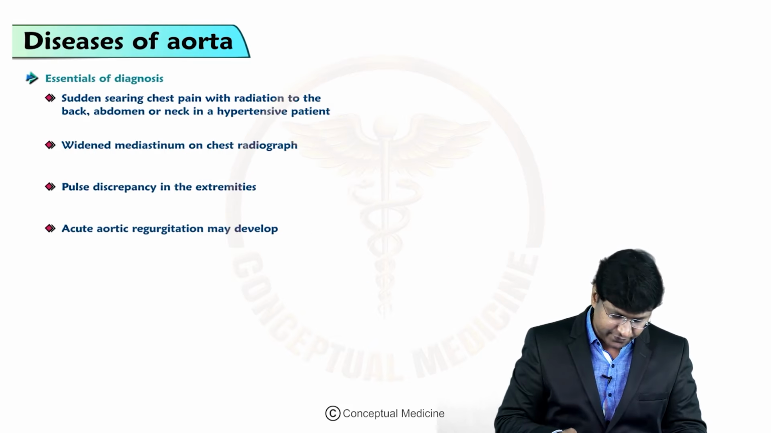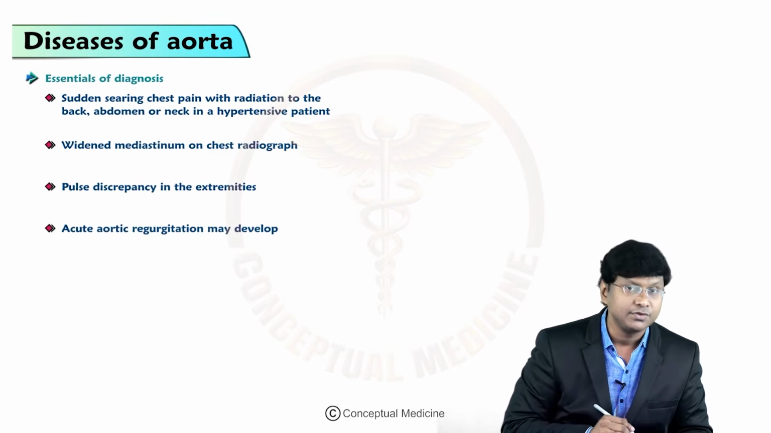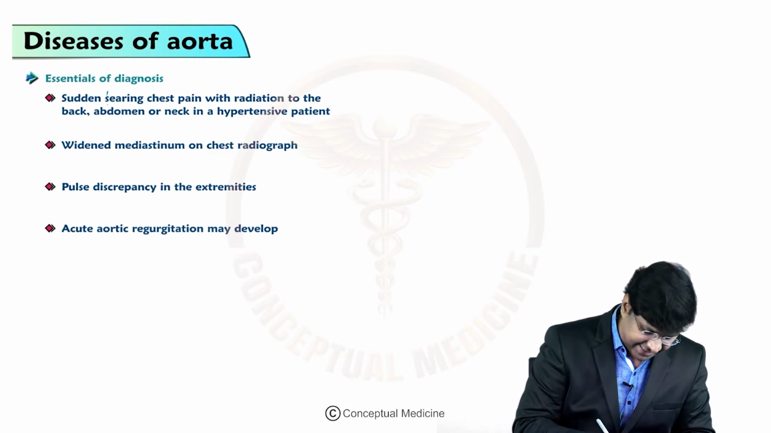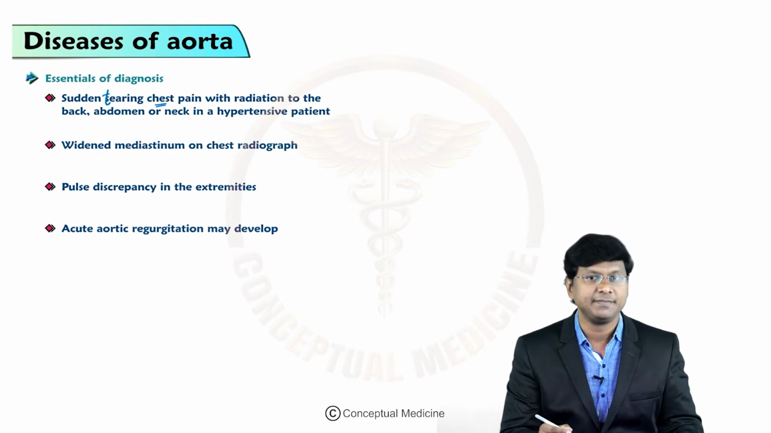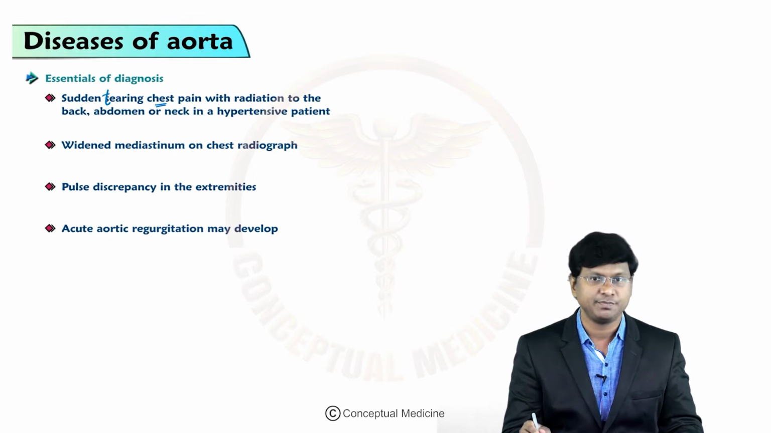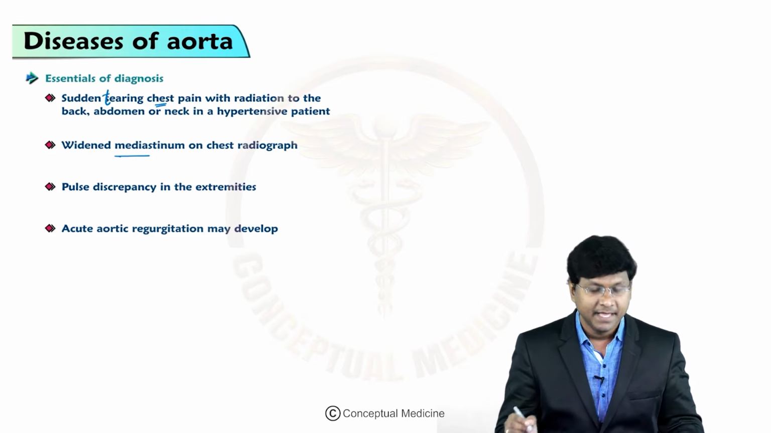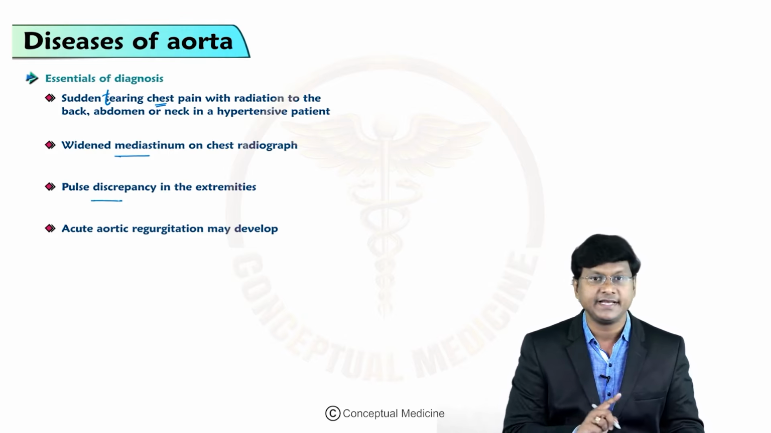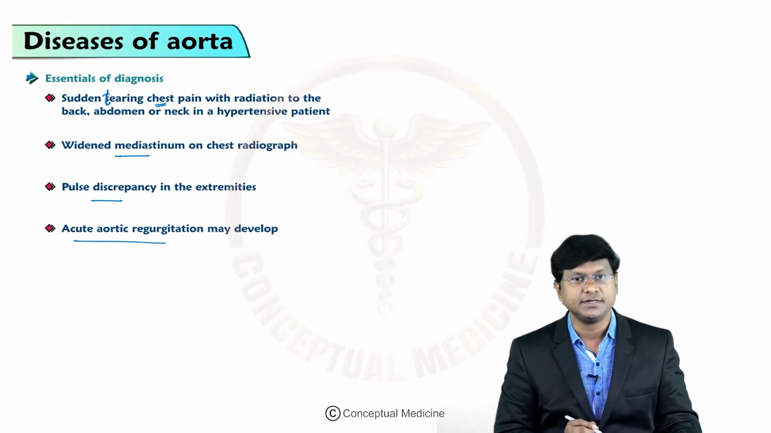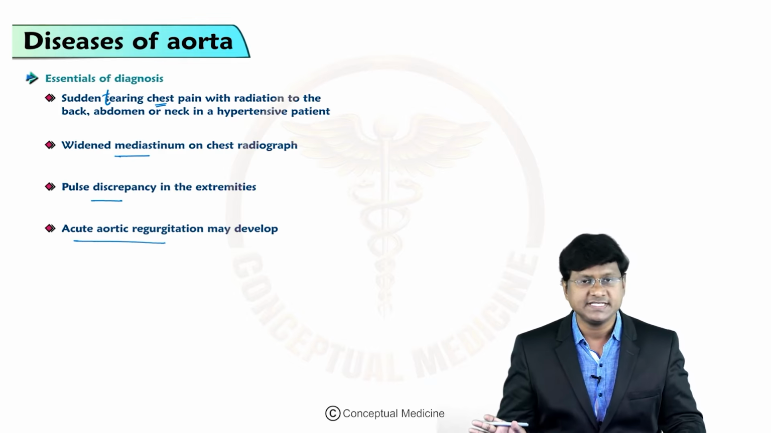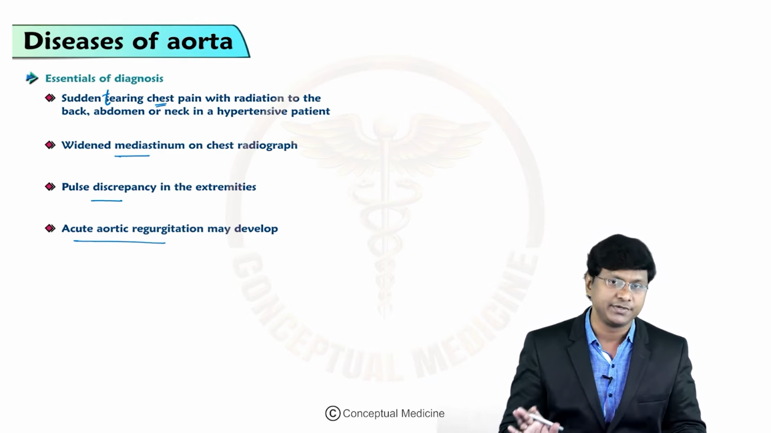So finally, if you take the summary of aortic dissection, it is the clinical scenario where there is a sudden tearing type of chest pain with radiation to the back, abdomen or neck in a hypertensive patient. Chest X-ray shows widened mediastinum, right? Pulse discrepancy will be there in the extremities. Acute aortic regurgitation may develop. So this is the synopsis or summary of aortic dissection.